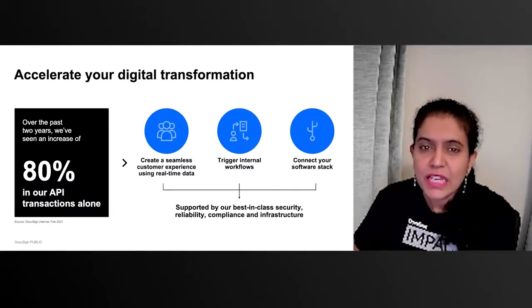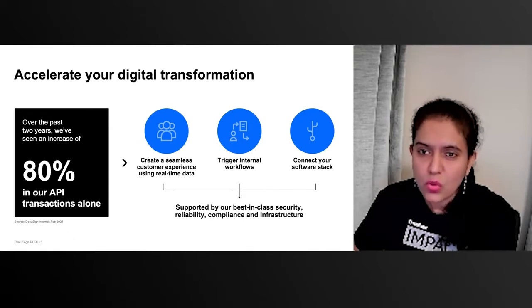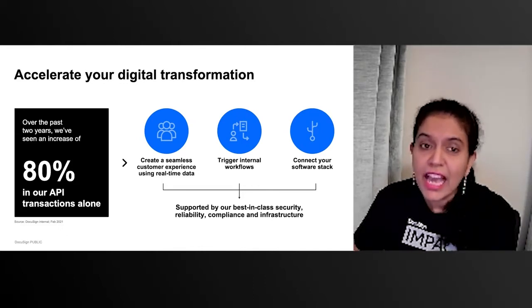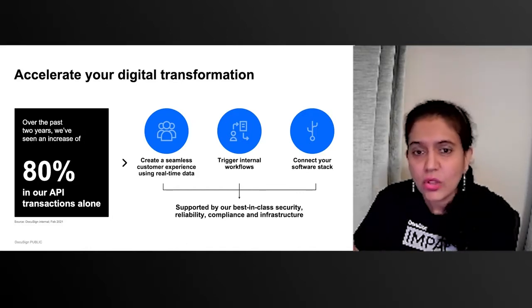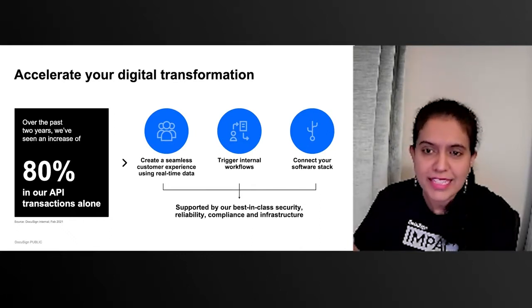Over the last 2 years, we have seen an increase of 80% in our API transactions alone. These APIs are highly secure and have a high availability of over 99.999%, and we constantly strive to be at 4 nines. And you know that that's impressive. So let's go ahead and take a look at what each of these APIs do, so that you can plan and implement the APIs that fit your business needs.